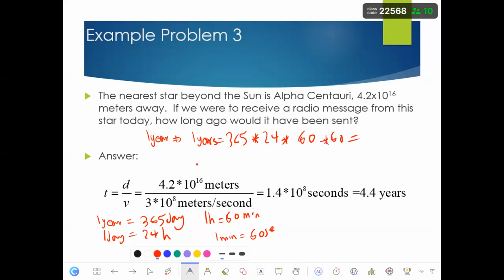Yes, when you multiply these, it gives you 1 year in seconds. Good. When you have this number, you can divide this number by this number. It will give you 4.4 years if you would like to calculate, but the right answer is 1.4 times 10 to the power of 8 seconds. If you get this answer, you are correct.